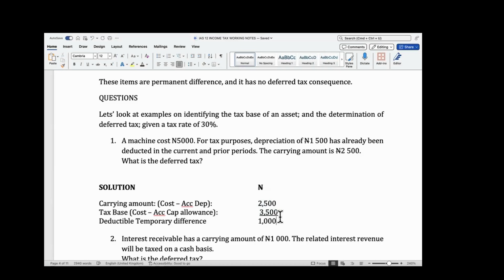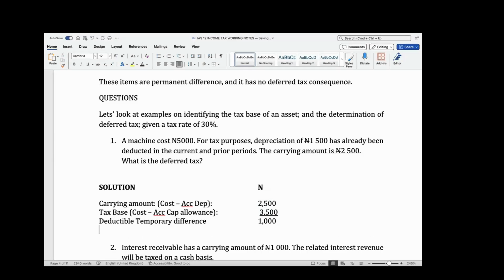That way you will never ever get it wrong. And I already told you that when you have a deductible temporary difference, that will result in a deferred tax asset. Sorry? Please, can you go over that again? I didn't get that. Yes, of course.